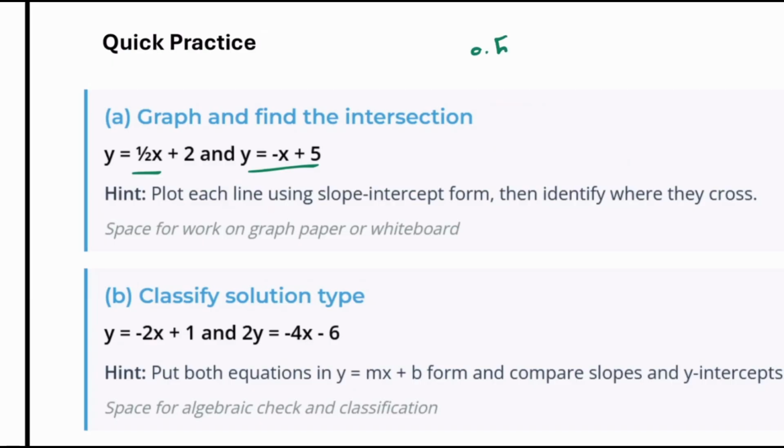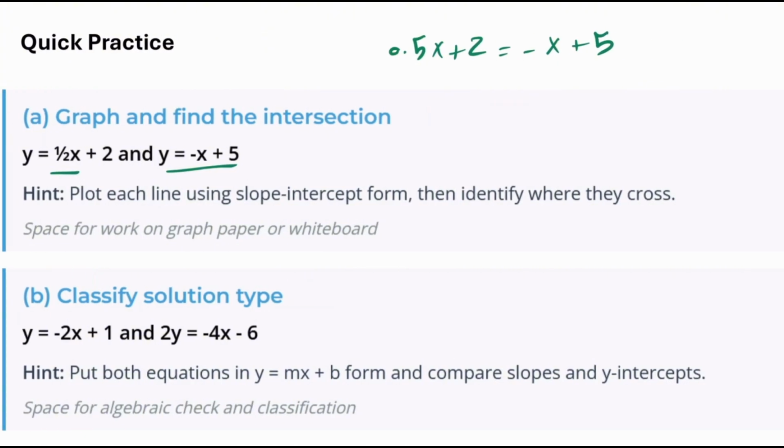So half of x plus 2 equals negative x plus 5. So what would happen? I have to move all of the x's in one side and all of the numbers in another side. So if I move x to this side, I do have 1.5x plus 2 is 5. If I move 2 to another side, I do have 1.5x is equals to 3 itself.